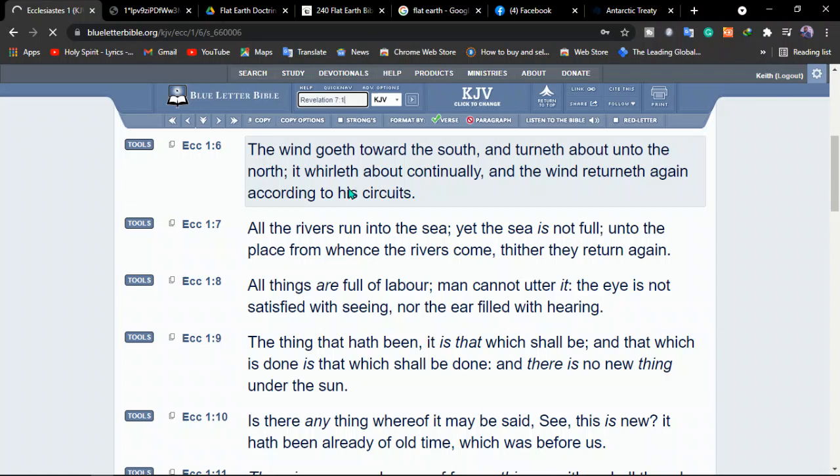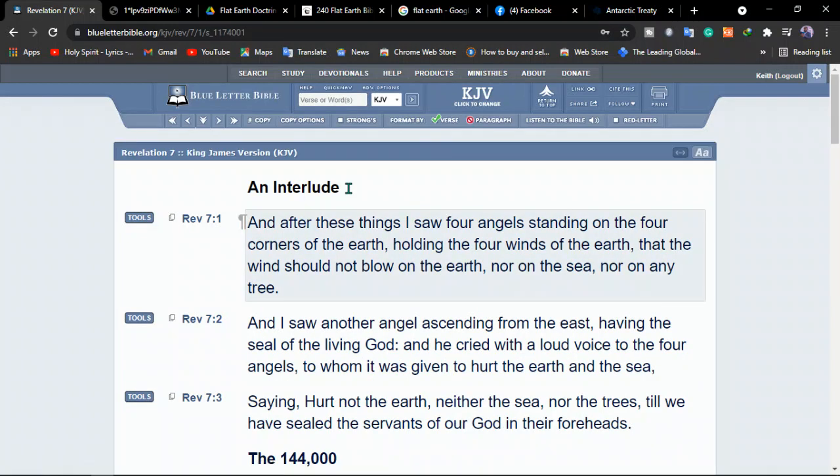Revelation 7:1. Right, let's see. The Bible says, after these things I saw four angels standing on the four corners of the earth, holding the four winds of the earth, that the wind should not blow on the earth, nor on the sea, nor on any tree. After these things, I saw four angels standing on the four corners of the earth, holding four winds. My friends, is this not making some sense? That the wind should not blow on the earth.